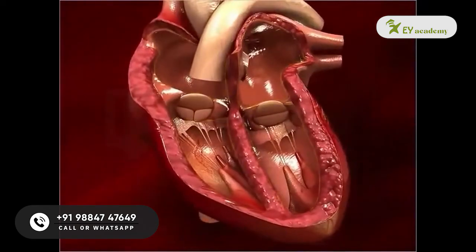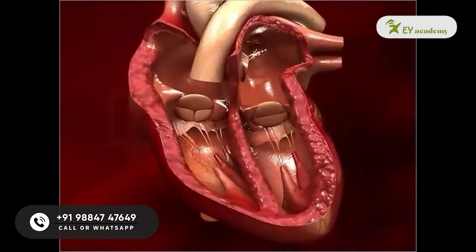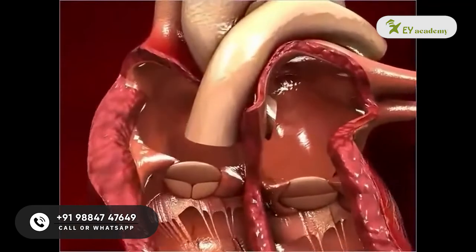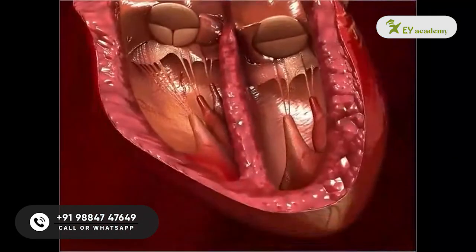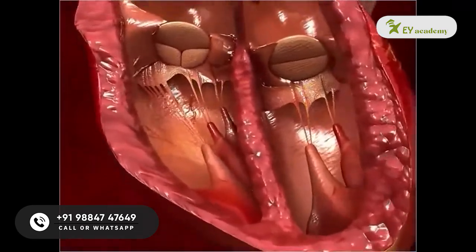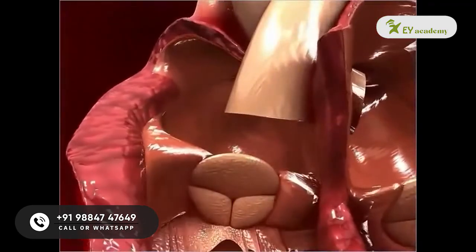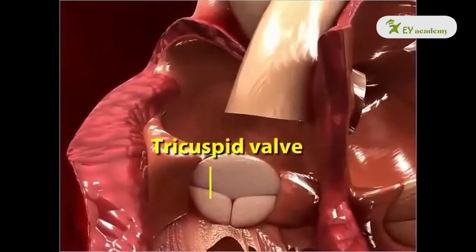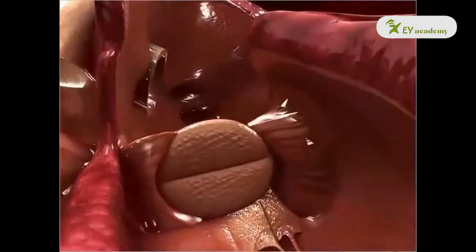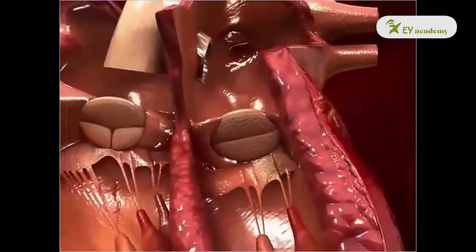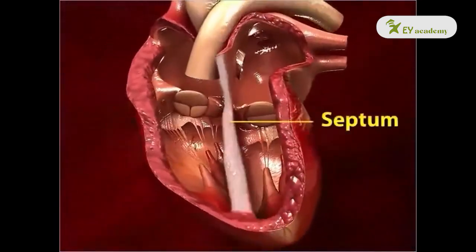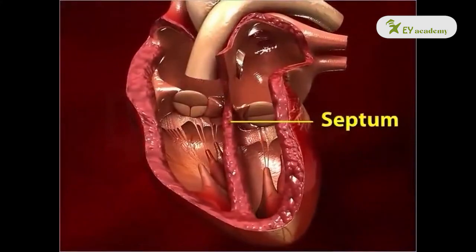Internally, the heart is divided into 4 chambers, 2 upper and 2 lower. The upper 2 chambers are called atria, and the lower 2 are called ventricles. The right atrium opens into the right ventricle via the tricuspid valve, while the left atrium opens into the left ventricle via the mitral valve. The thick muscle wall running down the middle of the heart is called the septum. It divides the atria and ventricles.